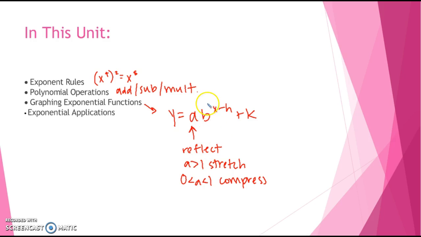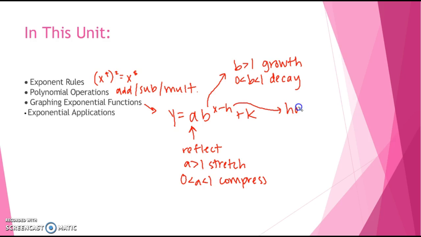B is our base. That always tells us whether it's growth or decay, so if b is bigger than 1, we have exponential growth, and if it's between 0 and 1, it's exponential decay. And then h and k are our transformations.